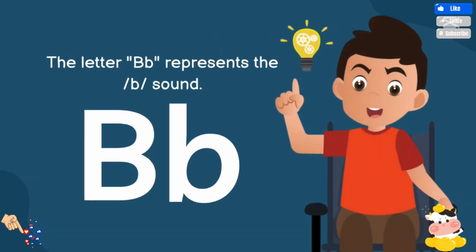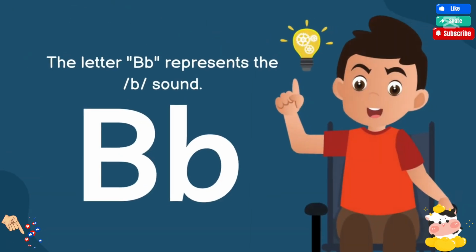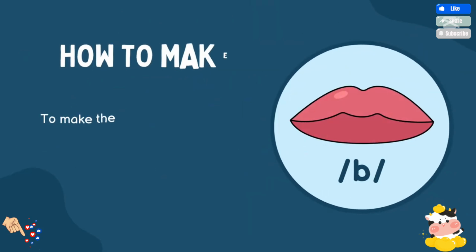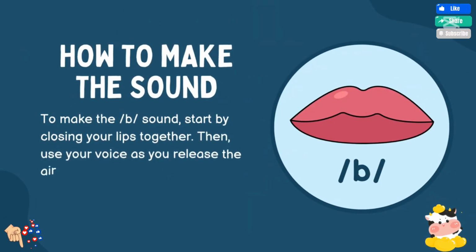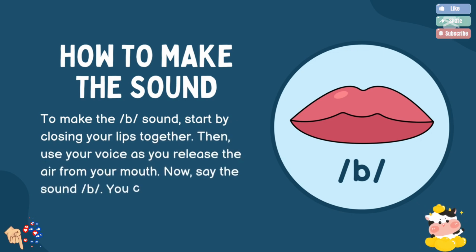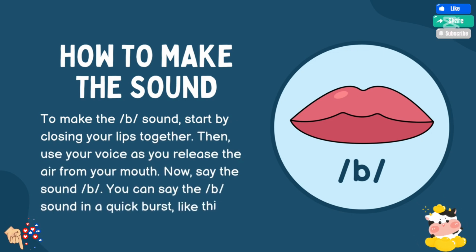The letter B represents the B sound. To make the B sound, start by closing your lips together. Then, use your voice as you release the air from your mouth. Now, say the sound B. You can say the B sound in a quick burst like this.